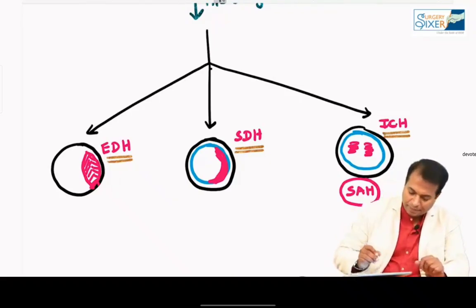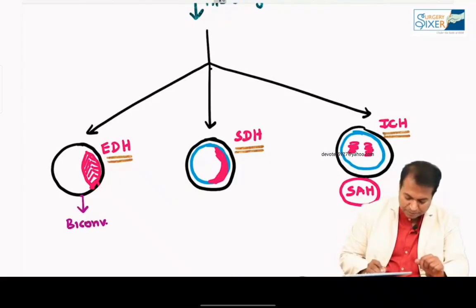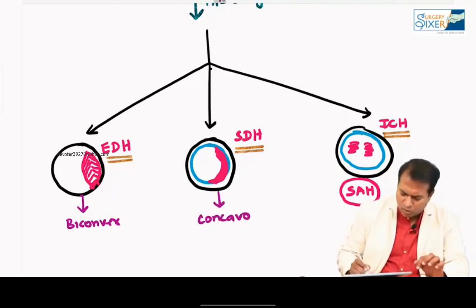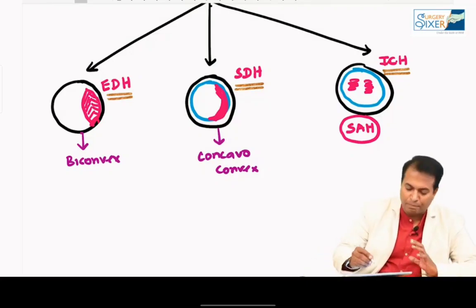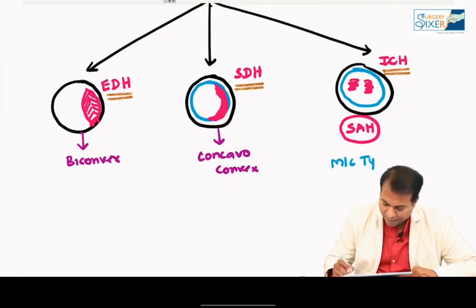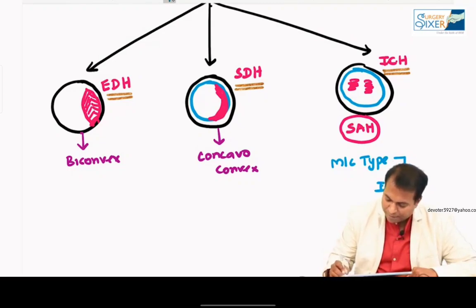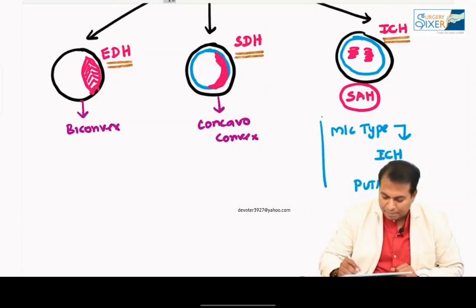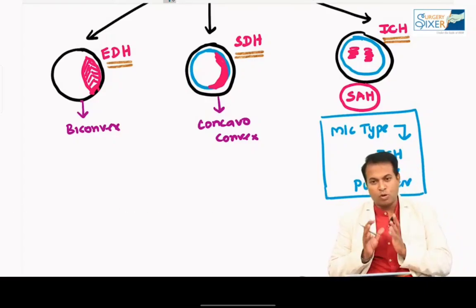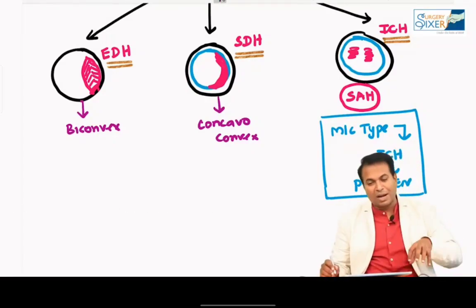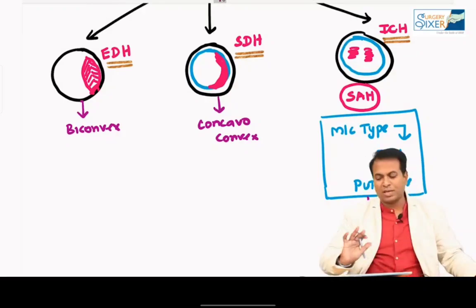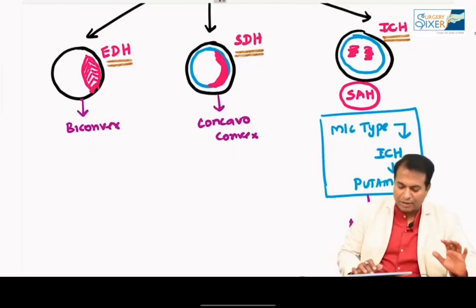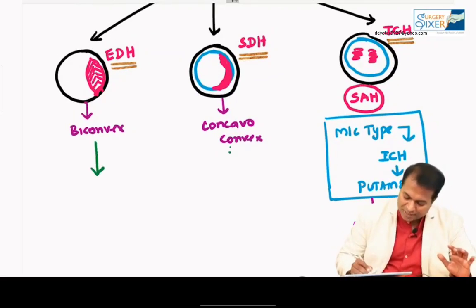So EDH gives a biconvex appearance. SDH gives a concavo-convex appearance. Okay, so intracerebral hemorrhage is the third one, which is the most common type of hemorrhage in the brain, in which putamen hemorrhage is most common, which happens in case of hypertension causing CVA. Usually no surgery is done for intracerebral hemorrhage. Okay, please remember this point. So we will do intervention only for EDH and SDH. EDH is biconvex, SDH is concavo-convex.